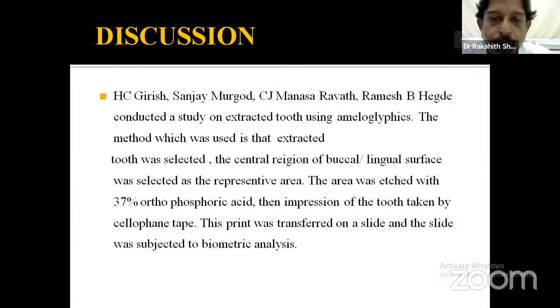The disadvantage of the other studies is that biometric analysis is a very complex method, and biometrics is not easily available. Biometrics are in special cases like the Central Bureau of Investigation, or you have to contact the police. This is a very lengthy process which has to be done. And all these teeth were extracted teeth. So we used our mind: why not use the same method directly on the tooth in a patient? Why extract it, then do the study? So this also is one advantage we got.